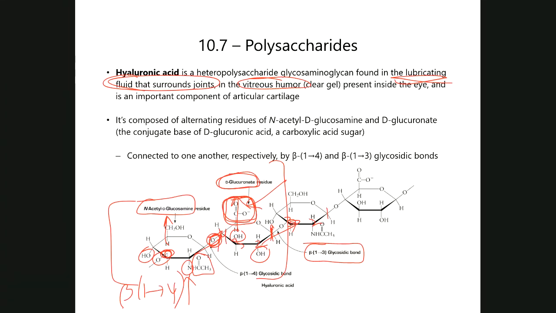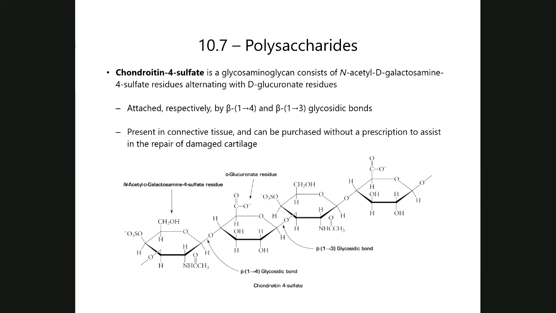So again, to recap, there's a beta 1,4 linkage here that joins the N-acetylglucosamine with the glucuronic acid, and then a beta 1,3 that joins the glucuronic acid with the next N-acetylglucosamine. Okay? All right. So the next structure related in terms of function is chondroitin sulfate, shown here. We call them glycosaminoglycans because, just like the hyaluronic acid, they contain glucosamines, or galactosamines, amino sugars in general.